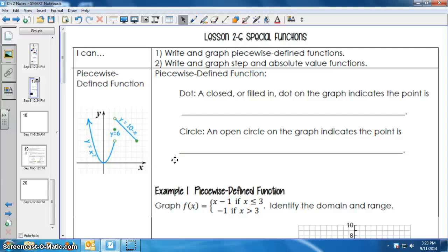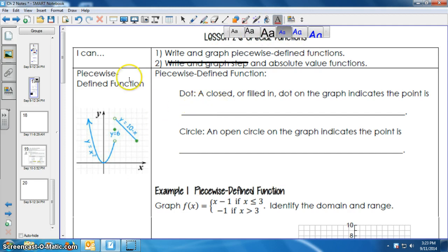This is lesson 2.6, special functions. So we're actually going to end up kind of skipping around a little bit here. We are not going to write and graph step functions, but we are going to look at piecewise functions and absolute value functions in this section. So we're going to cut a little bit out of our notes.